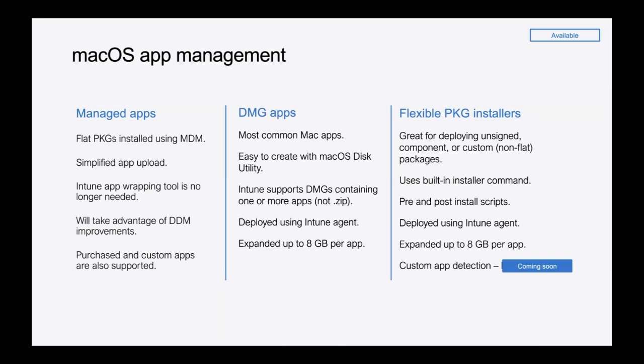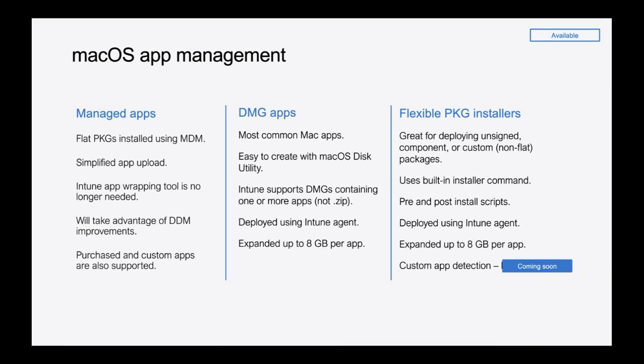So the second way we have is DMG apps. DMG is a super popular way of getting apps. It's essentially like a flat file with an application installed in there, and that's what we support. We support a DMG with an application in it, and as long as the application is a drag and drop from the DMG into the applications folder, you can deploy that with Intune up to 8 GB in size.